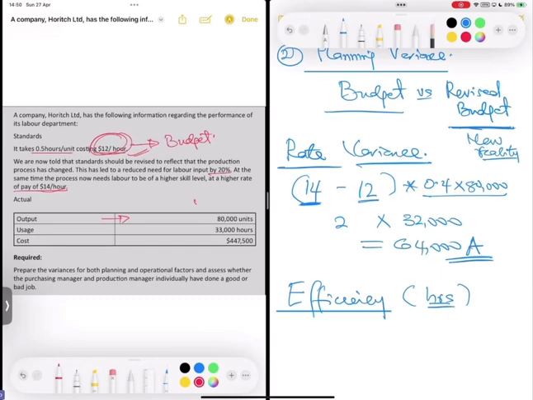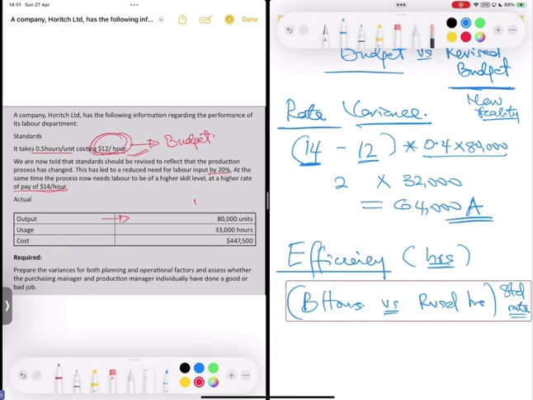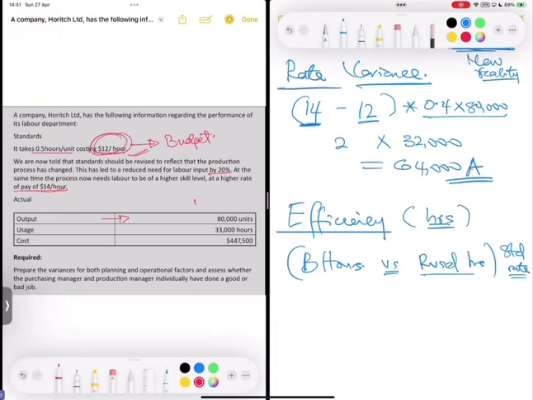So efficiency here is about the budget quantity, budget hours, versus the revised hours. And you're definitely going to value it at the standard rate. And your standard rate is your budget rate, because that will now serve as a standard. Remember what I told you? You always see your revised budget as your actual in this circumstance. Right. So let's compare the budget hours and the revised hours.